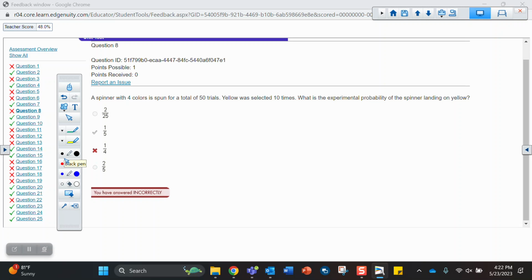A spinner with 4 colors is spun for a total of 50 trials. Yellow was selected 10 times. What is the experimental probability of it landing on yellow? So that was 10 out of 50. It asked for experimental. So in the experiment, it spun 50 times. It landed on yellow 10 times. That's 10 out of 50, which reduces to 1/5.